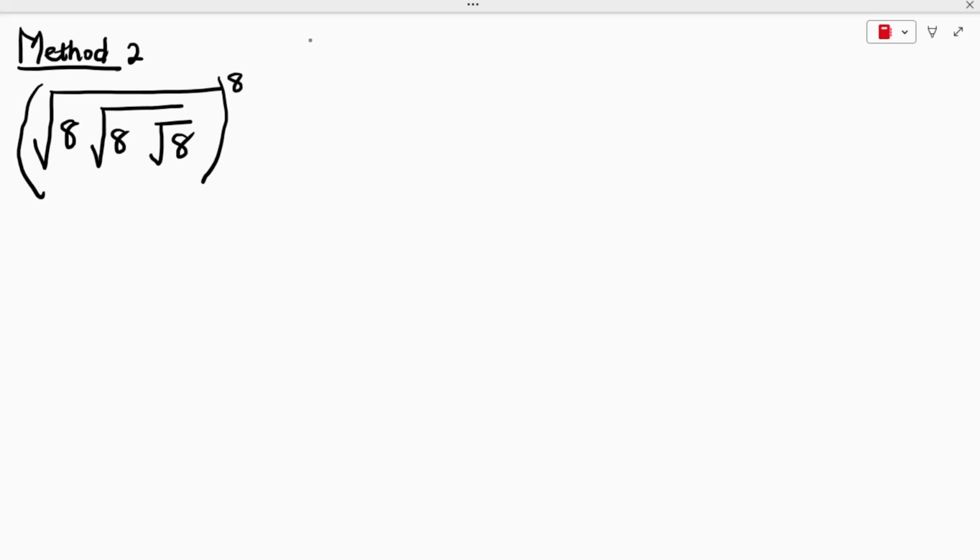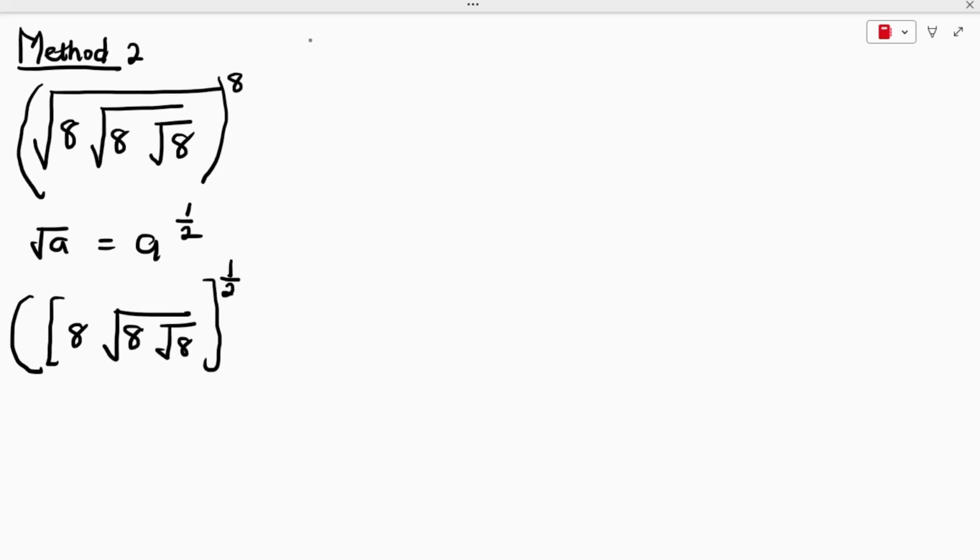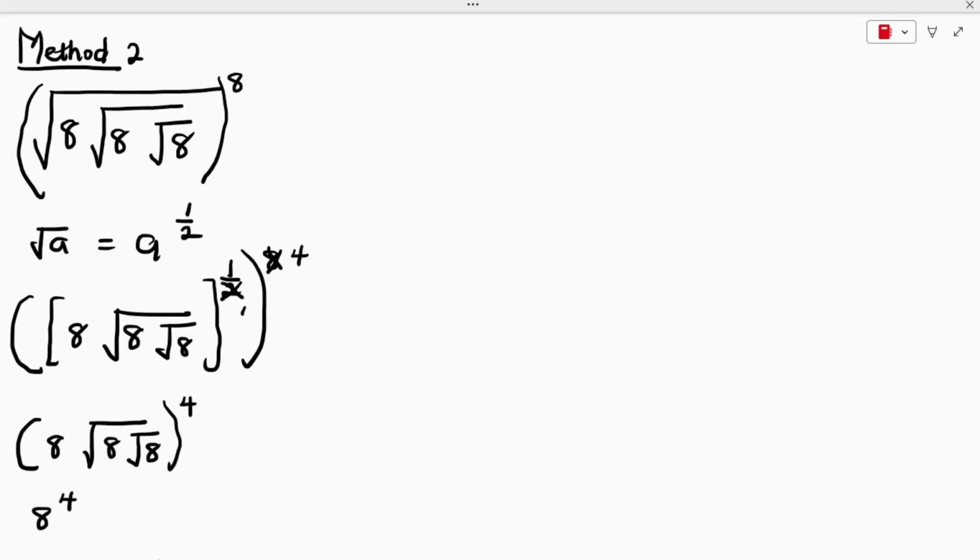Alright, we want to note that the root of a is equal to a raised to the power of 1 over 2. So we write out the first root, and we have 8 times the root of 8 times the root of 8, all to the power of 1 over 2, all to the power of 8. So the 2 here and the 2 here will give us 4. And we have 8 times the root of 8 times the root of 8, all to the power of 4. Let's simply expand this. We have 8 raised to the power of 4 times the root of 8 times the root of 8, all raised to the power of 4.